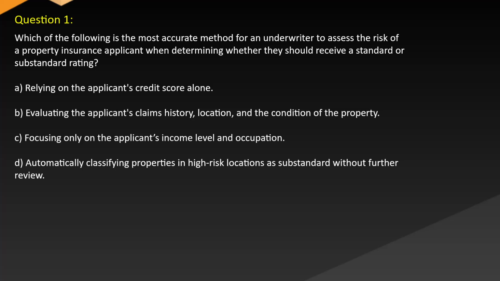Question 1. Which of the following is the most accurate method for an underwriter to assess the risk of a property insurance applicant when determining whether they should receive a standard or substandard rating? A. Relying on the applicant's credit score alone. B. Evaluating the applicant's claims history, location, and the condition of the property.